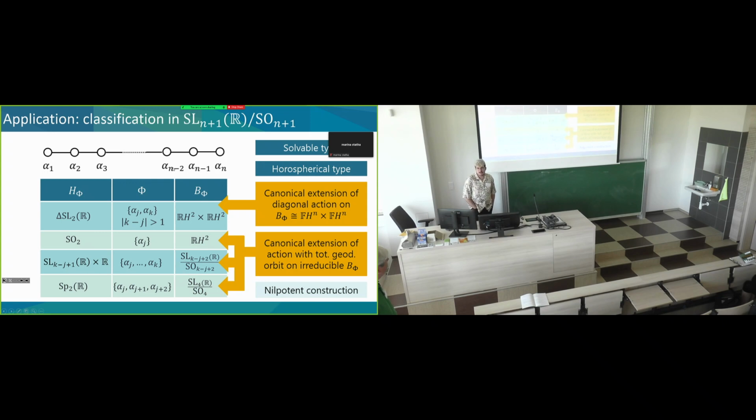Can you decide which of these actions are polar or hyperpolar? All of them. They are all of cohomogeneity 1. So of course, yeah, sure. Yeah, sorry.